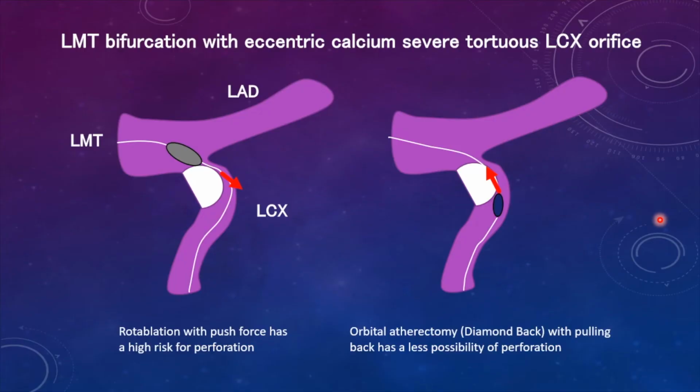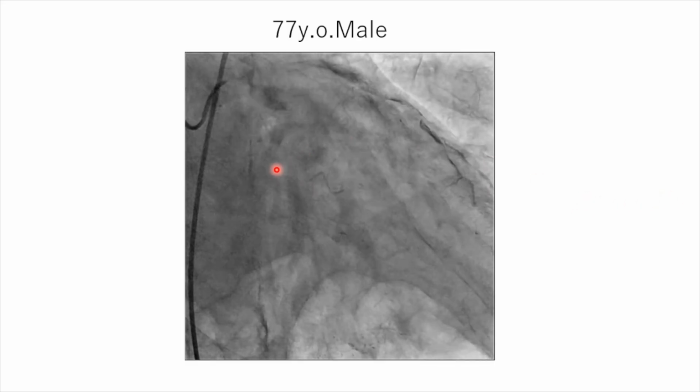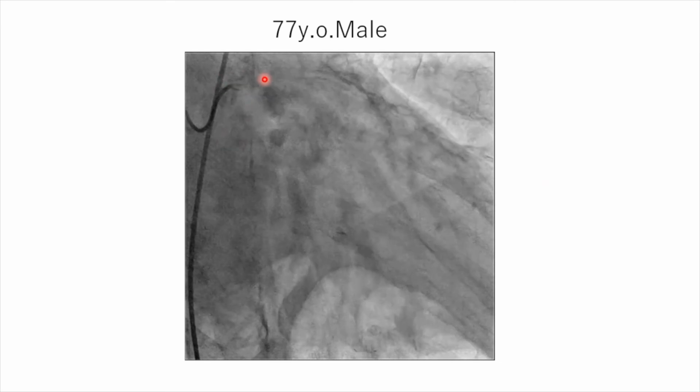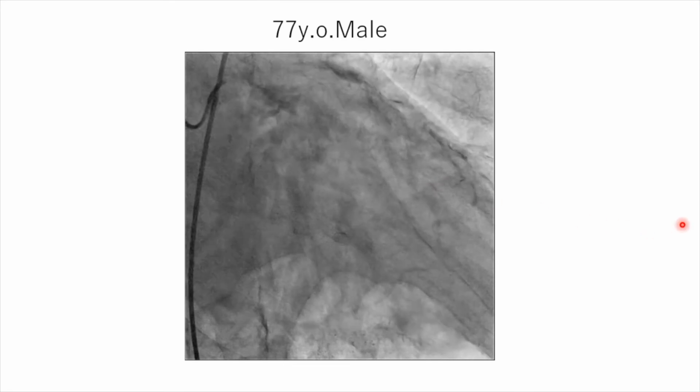This figure shows the left main trunk bifurcation with eccentric calcium and a severely tortuous LCX orifice. In this situation, rotablation with push force has a high risk of perforation. Orbital atherectomy, Diamondback, with pulling back has a lower possibility of perforation. This case is a 77-year-old male. You can see the calcium in both the LAD and circumflex, a very tortuous lesion.